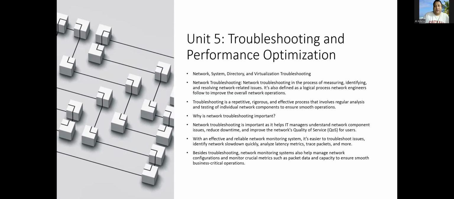Directory systems and virtualization troubleshooting. Network troubleshooting. Network troubleshooting is the process of measuring, identifying, and resolving network-related issues. It's also defined as a logical process network engineers follow to improve the overall network operation. Remember how I had you guys do stuff with me with networking? This was kind of why. Because I talk about networking, so you can see you played with it. So how would you try to solve some of the stuff you created, like the hubs or the links going back and forth, things like that?